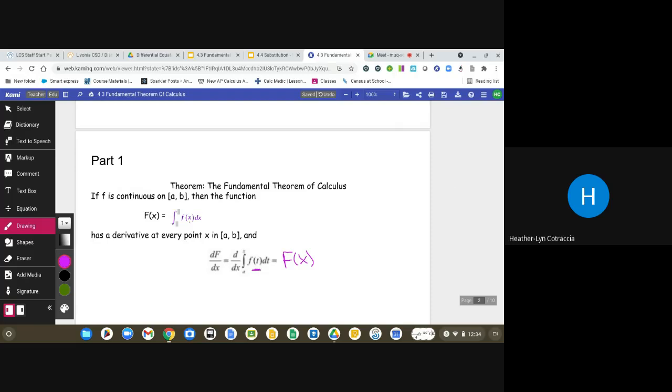Now, this is only the case, and this is really important to note, this only works when your a, or your lower bound, is a constant, and your b, which is your upper bound, is equal to a single variable. If there's anything else there, or if that order is switched, then different things happen. Okay, so let's give a couple examples.